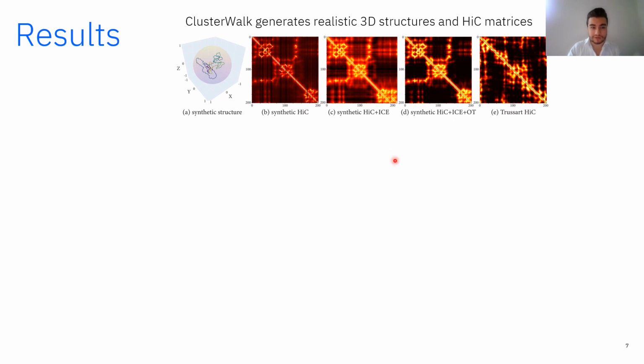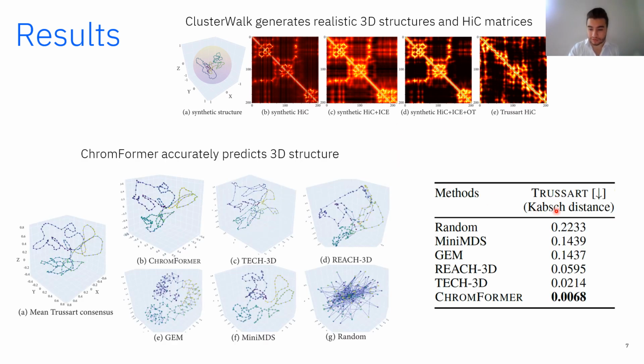We then evaluated our method using the capture distance, where we can see that ChromFormer outperforms state-of-the-art methods, not only in numbers, but as well visually, where we can see that ChromFormer's outputted structure resembles the TrueSalt structure the most and is the most biologically feasible.